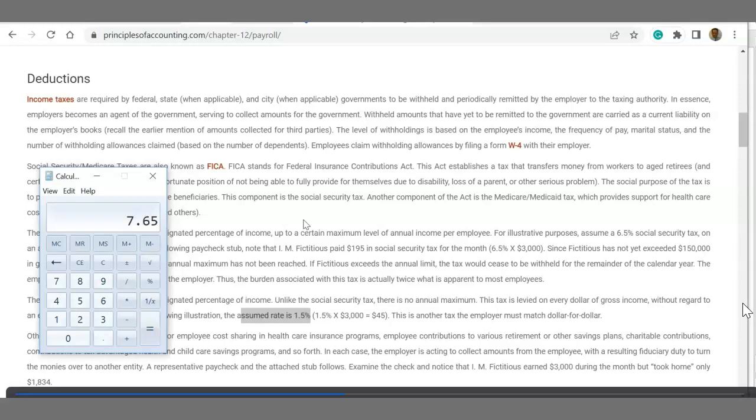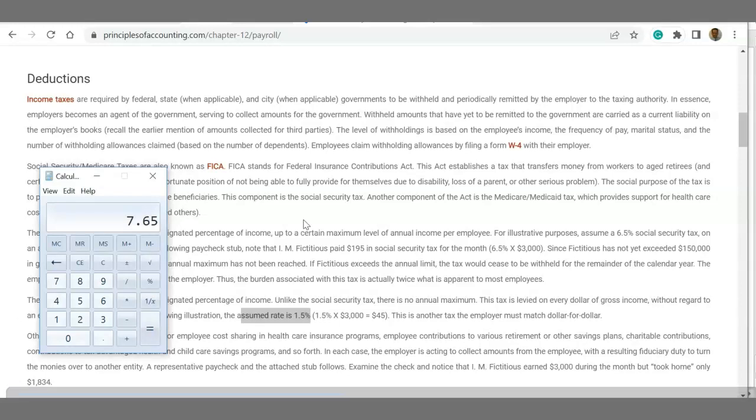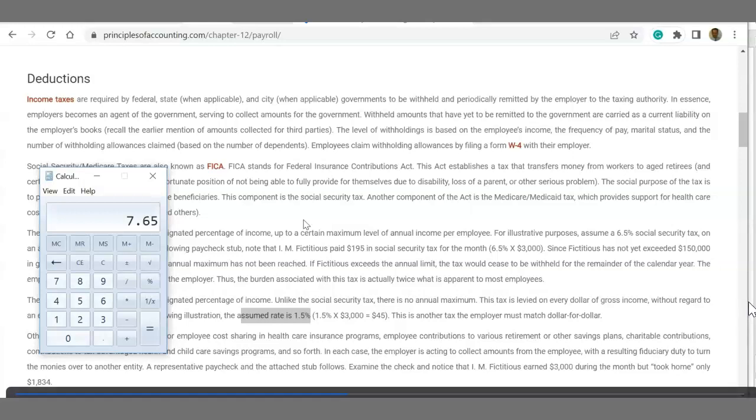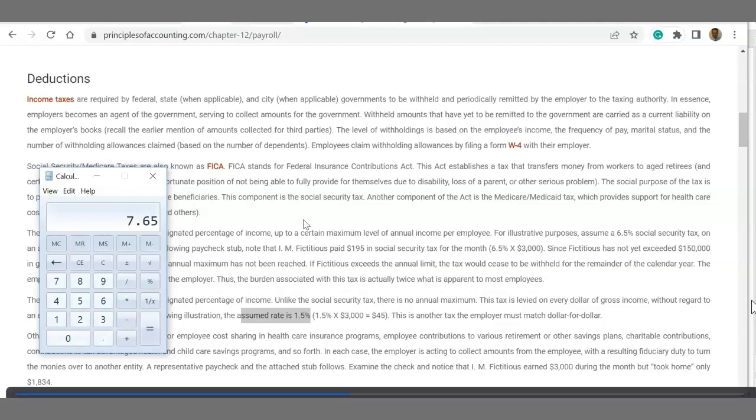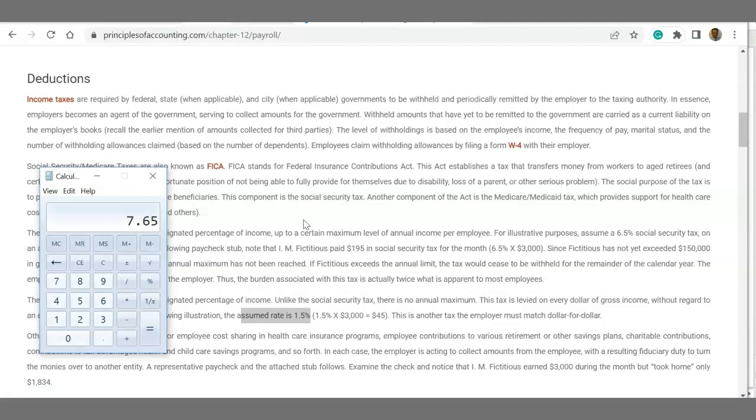On top of that, there are also payments that need to be withheld from the employee's check, which are federal income tax and state income tax. And in some cases, also a portion of the health insurance that needs to be paid from the employee's pocket. And if the employee wants to contribute to a 401k retirement account, that also needs to be withheld from the employee's paycheck.